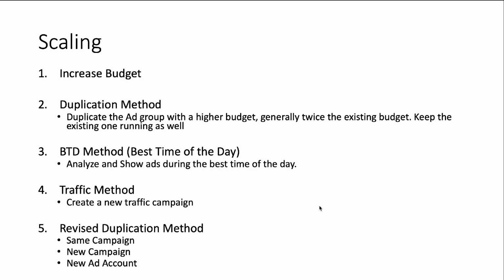Third one is the BDD method, which is the best time of the day. Analyze and see what is the best time of the day when your cost per conversions are cheapest, and show your ads during that time, and give a high budget.